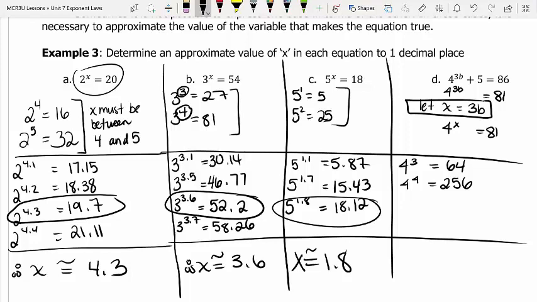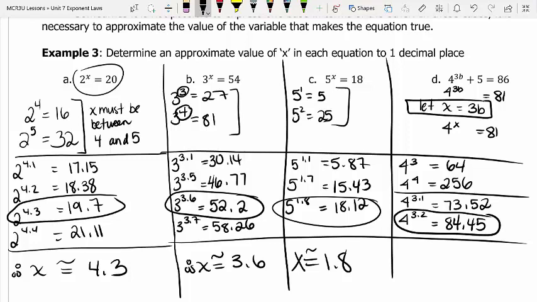I'm going to go ahead and test out some decimals. So let's try 4 to the power of 3.1. We get 73.52, we're close. Let's try 4 to the power of 3.2. We get 84.45. So that's actually closer than 3.1. So we can say right now that x is approximately 3.2.